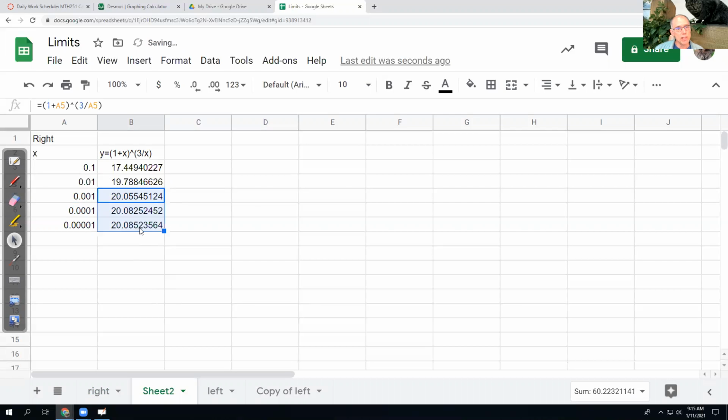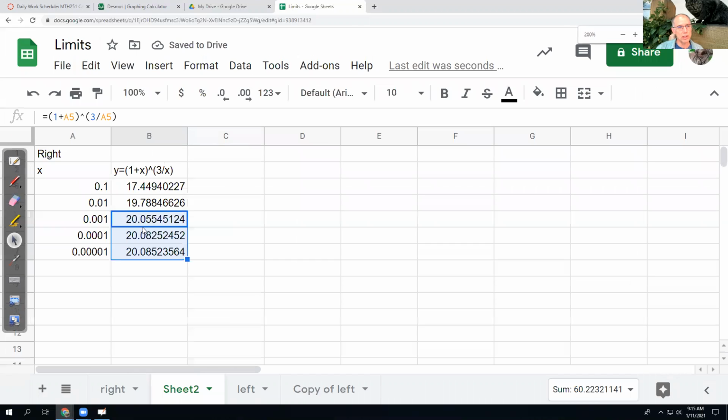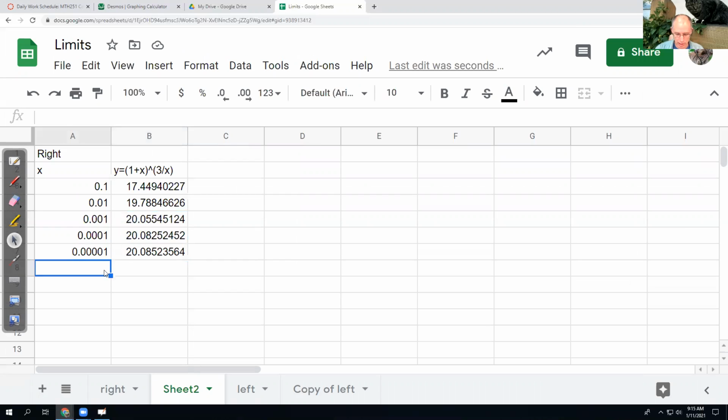So I can see some decimal places are getting fixed here as I come down. The 8 seems to be fixed, the next is a 2, that's a 5. So it looks like I have 2 decimal places. I'm accurate maybe to the nearest hundredth here. So maybe I'll go one more time just for fun.